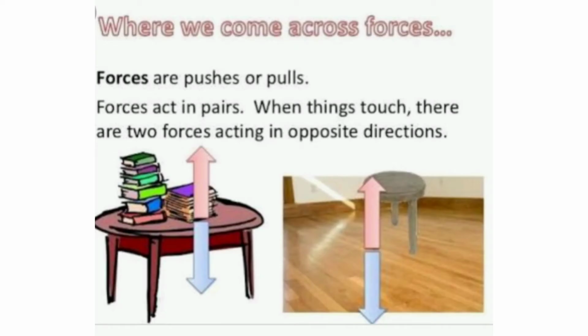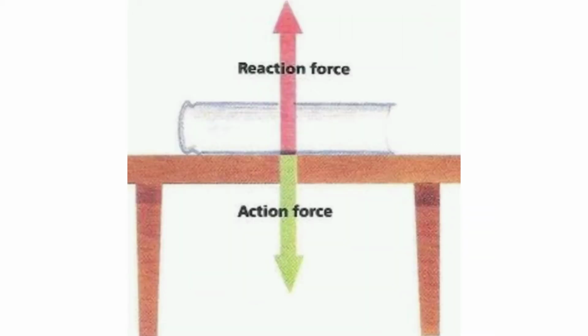Next one is forces act in pairs. Forces are pushes or pulls. Forces act in pairs. When things touch, there are two forces acting in opposite directions. For example, when a book rests on a table, the book exerts a force on the table and the table exerts a force on the book.